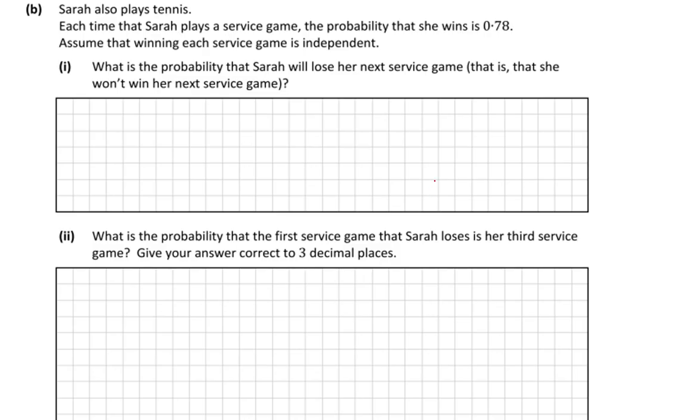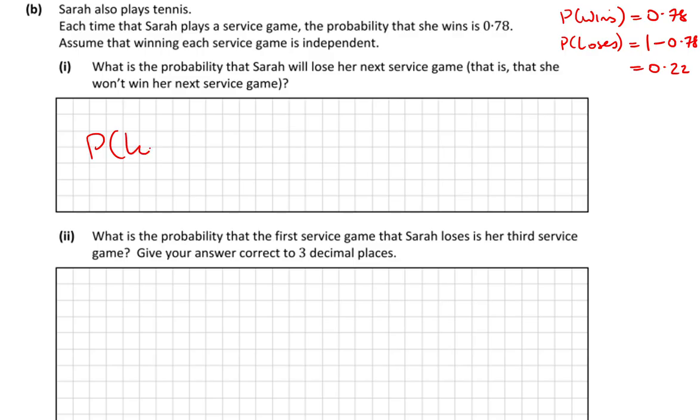Next question. Sarah also plays tennis. Gee, she's a real all-rounder. Each time that Sarah plays a service game, the probability that she wins is 0.78. Look at this again. So the probability that she wins is 0.78. The probability that she loses on her service game is 1 minus 0.78, which is 0.22. I really don't understand why they give this same type of question. So, what is the probability that Sarah will lose her next service game?